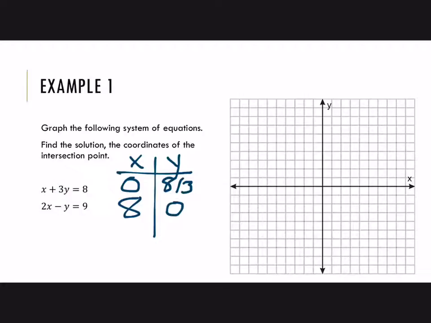Graphing those 2 points, (0, 8/3), that's 0 and then 2 and 2/3, so you just want to do your best estimate of where that would be. Somewhere between 2 and 3, a little bit closer to 3. And then (8, 0), that one we can graph exactly. Then just draw a line that connects those 2 points. That's not perfect, but it's fairly close for our purposes.